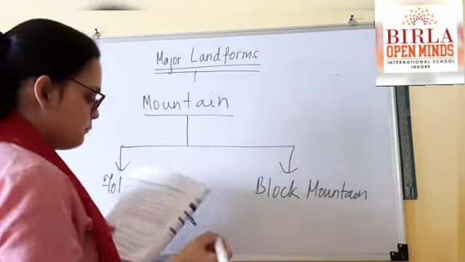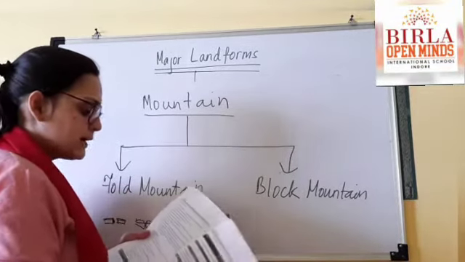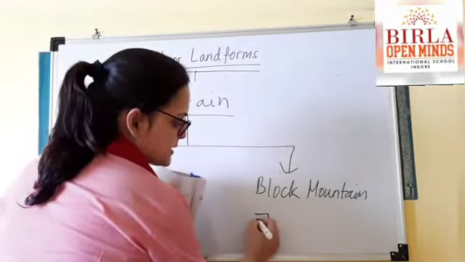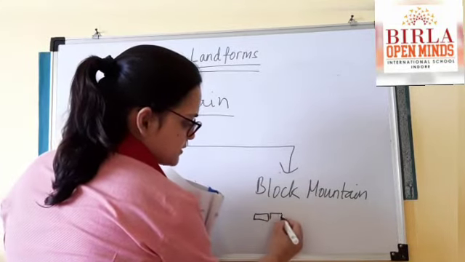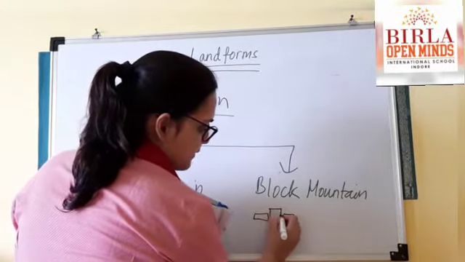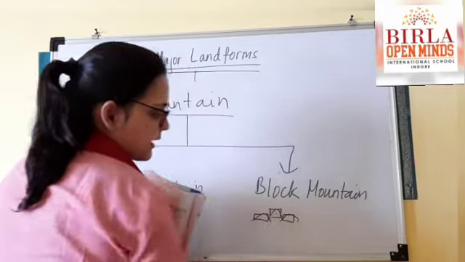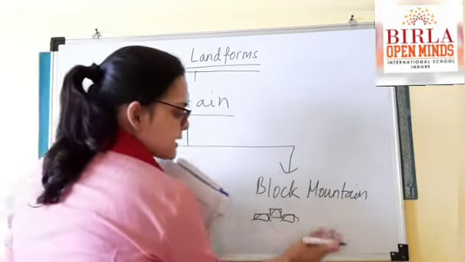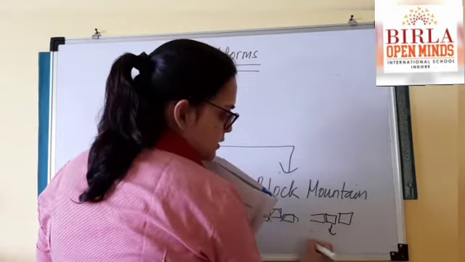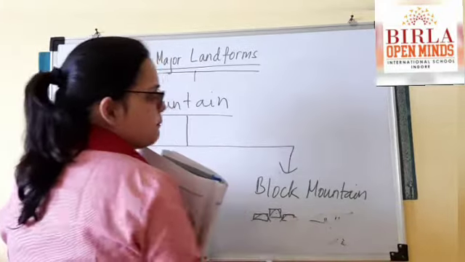Now let's talk about the block mountain. So what is a block mountain? Block mountains are formed when the earth's crust slides along the cracks due to internal forces. See, this is the earth's crust and this is the earth's crust. This was together at one point of time, and now this one slides up here. So now this is forming a mountain, right? This is what a block mountain is all about. Sometimes it slides like this, when this goes down, so two mountains are formed, right? So this is what a block mountain is all about.